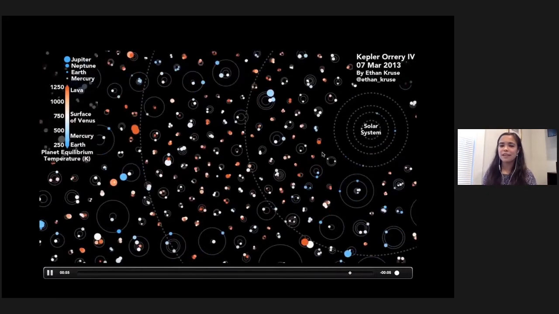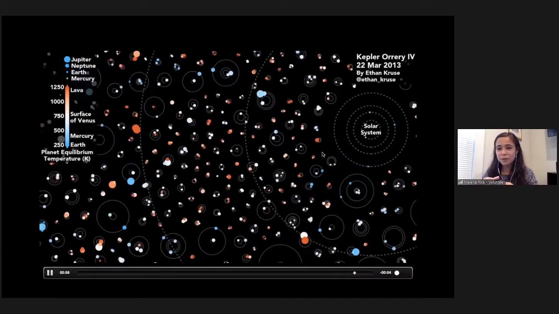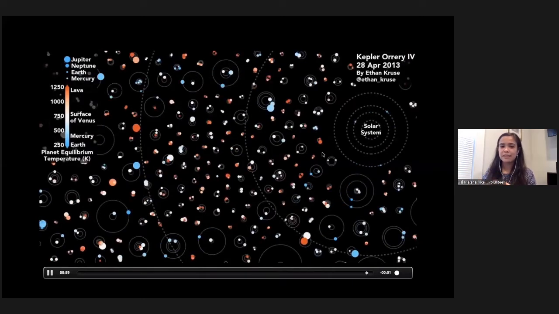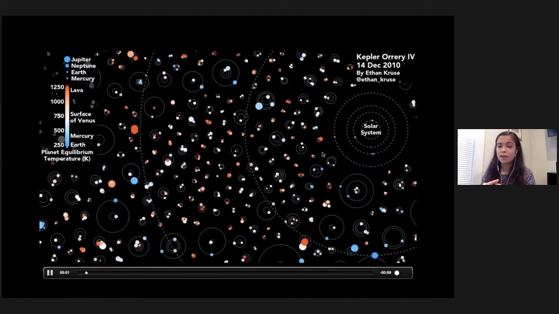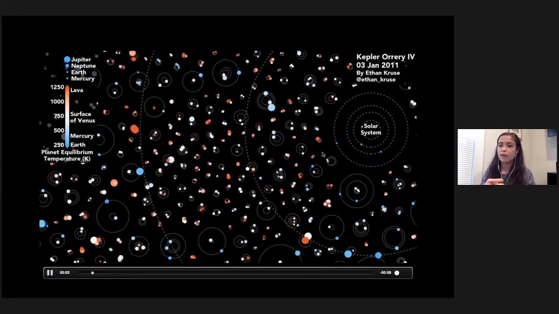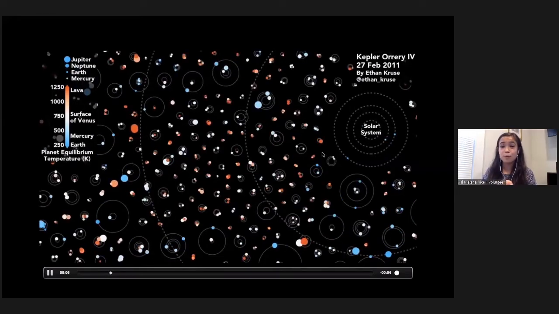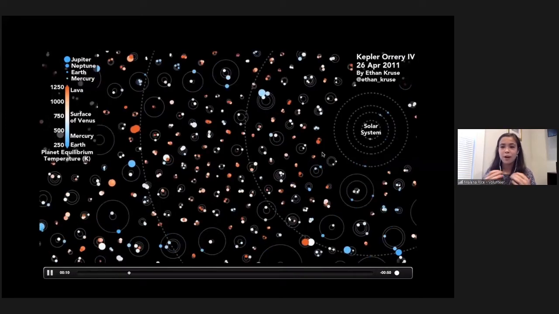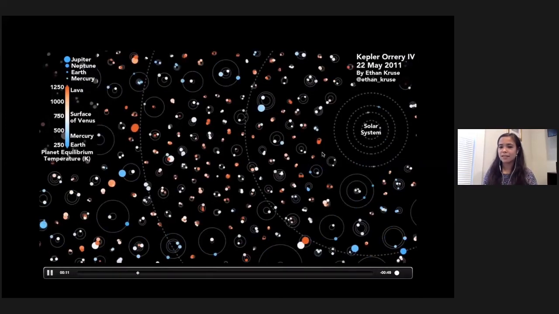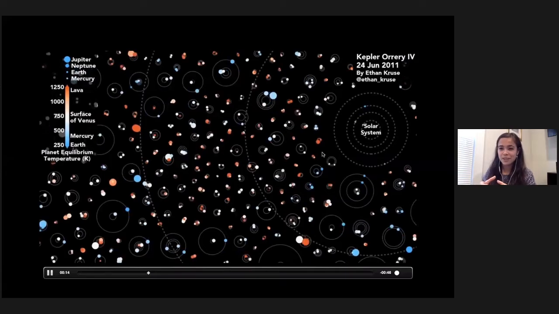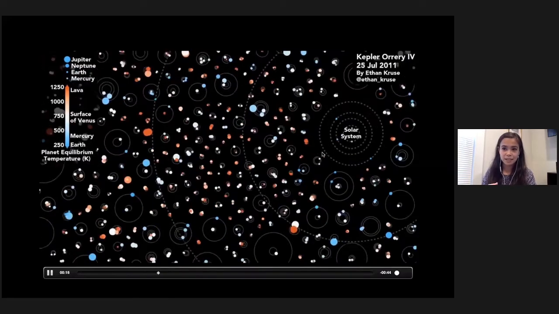And so they actually are really close in, because it's much more likely for them to pass in front of their star relative to our point of view if they are orbiting very close to the star. So what that means is we're seeing a ton of really hot planets that are right next to their stars. They're much closer in than Mercury is to the sun.